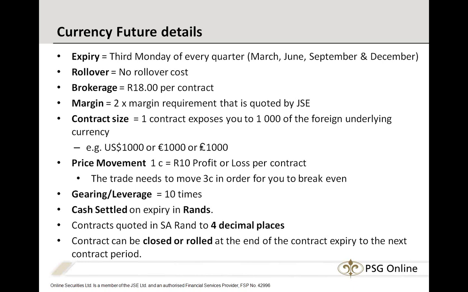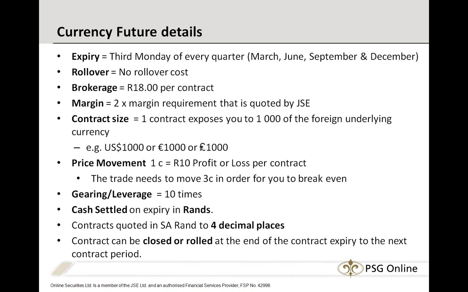Okay, so let's talk about some of the stuff involved and more of the details. As I mentioned, it's a future, so it also expires every quarter. With single stock futures, we're talking about the third Thursday of every month. Currency futures expire on the third Monday of every quarter, so it's March, June, September, and December. At the moment, the guys are trading September contracts, and the expiry date is Monday the 16th of September. There's no rollover cost, but we do obviously have a rollover. You roll over to the next contract, and obviously there's brokerage involved.